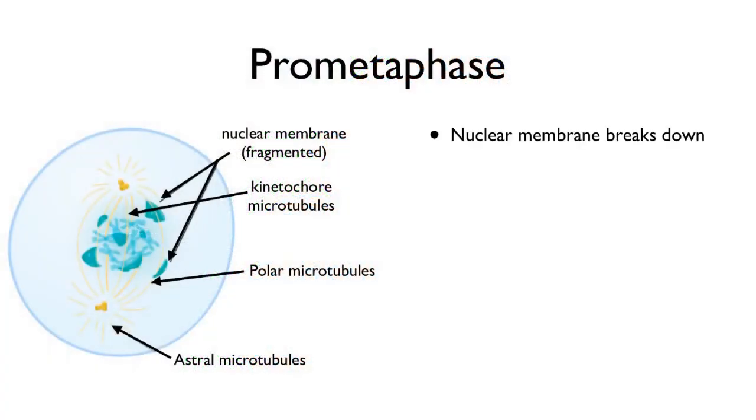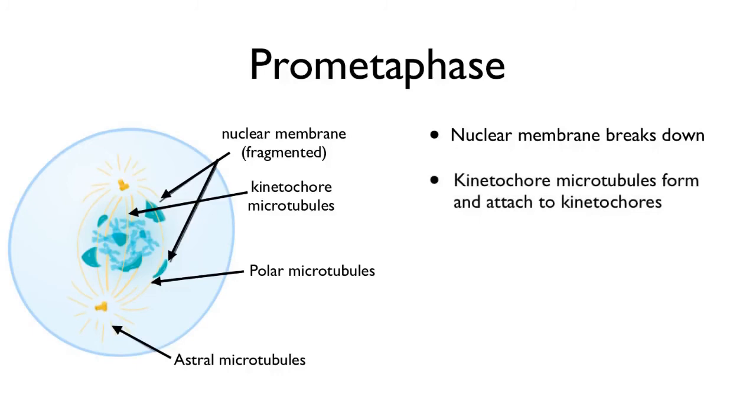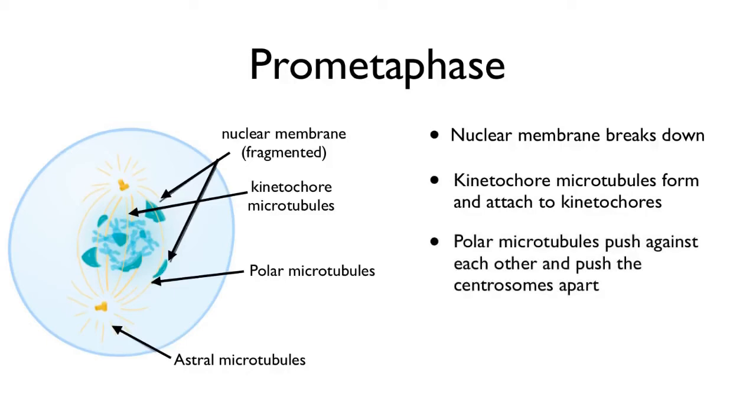You're going to see the nuclear membrane breaking down, so it disintegrates. Basically, the membrane will break apart, and the lipids will be broken down and form little vesicles that you can't see anymore under the light microscope. The kinetochore microtubules form, and they start to attach to the kinetochores of each of the sister chromatids on the chromosomes. Polar microtubules, now I didn't mention those, but they function to push the centrosomes apart. So the centrosomes have to be moved to opposite poles, and the polar microtubules are responsible for that.